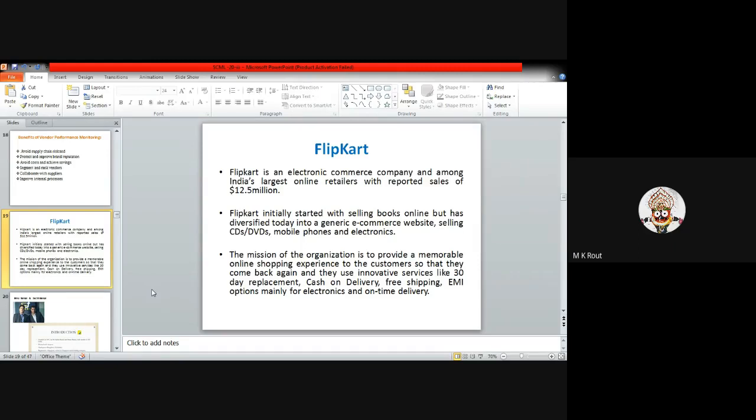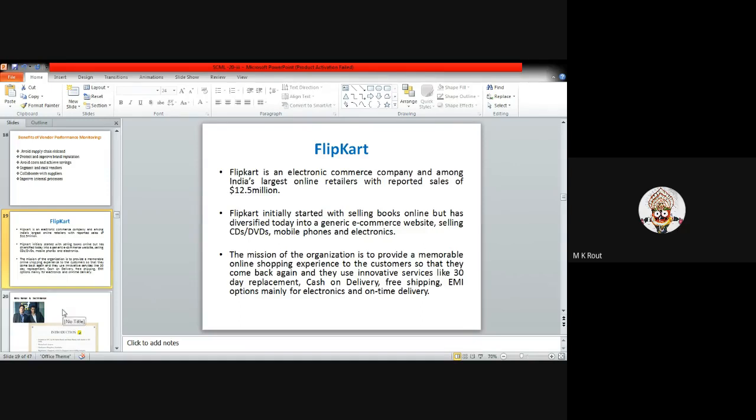This is one of the important strategies. The next one is cash on delivery. This was also implemented by Flipkart for the first time in India. The next one is free shipping. Initially, most e-commerce sites charged for delivery. The next strategy is known as the EMI option, mainly for electronics, and the last strategy is on-time deliveries. So these are the most important strategies implemented by Flipkart.